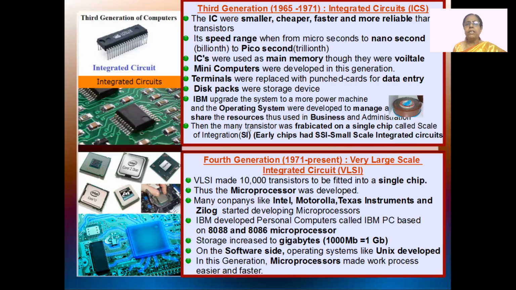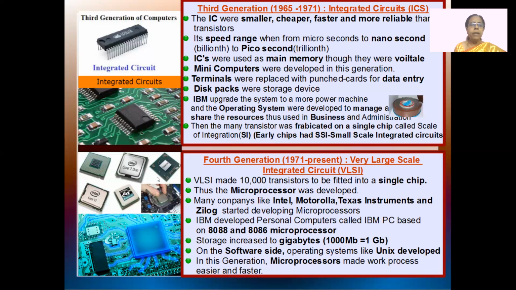Then many transistors were fabricated on a single chip. They were called scale integrated. So on one single chip, they created these transistors. They're called scale of integration. The early chip had SSI, meaning small scale integrated circuit. Then in the fourth generation, they made very large scale integrated circuits. Here, what did they do?